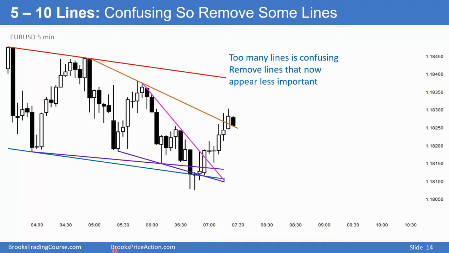Too many lines, so worthwhile removing some lines. Now, we have 2 possible tops. We no longer have a bottom. Yet, we have a major higher low here, a higher low that led to a strong reversal up, and we have another major higher low here, a new low that led to a strong reversal up. It does not have to go to a new high.